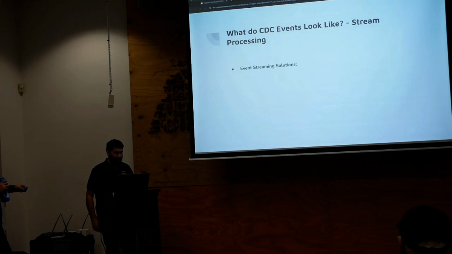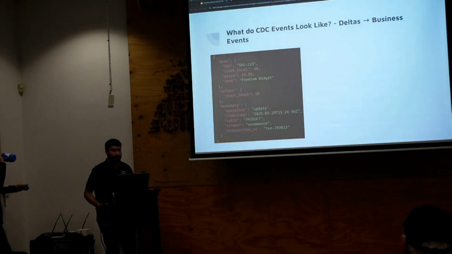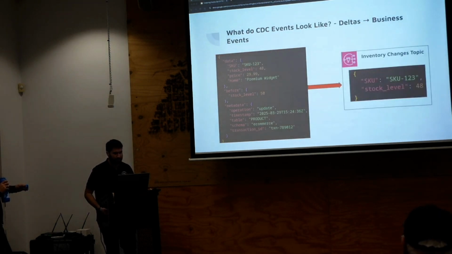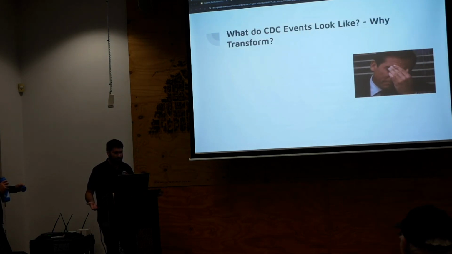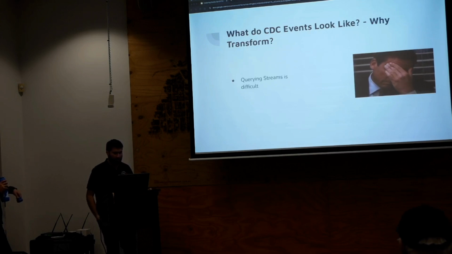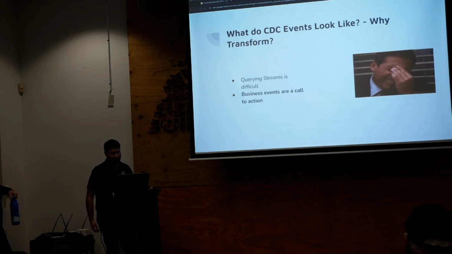They'll need to be published to a streaming solution like Kinesis or Kafka, and we'll need to convert the events from simple deltas, like this one here, to meaningful business events. So why should we bother transforming our streams into business events? For one, querying streams is quite difficult, so it's easier to consume these topics from queues and SNS topics and the like, or EventBridge, rather than having to write the SQL to query the stream.